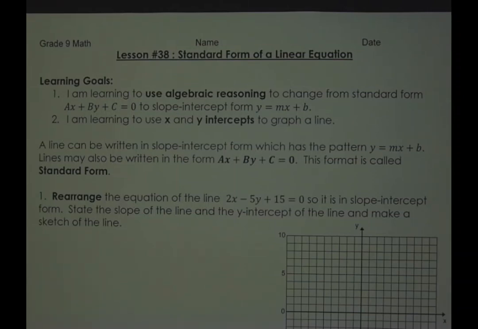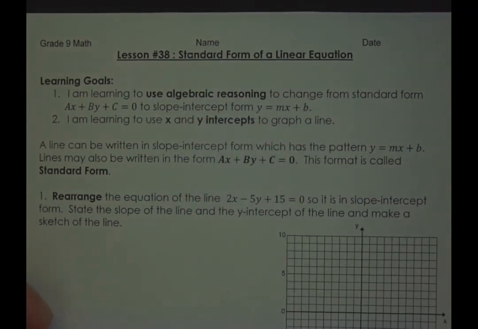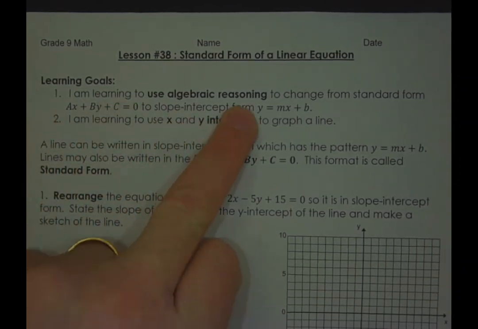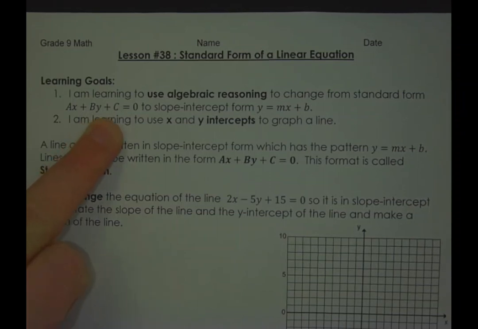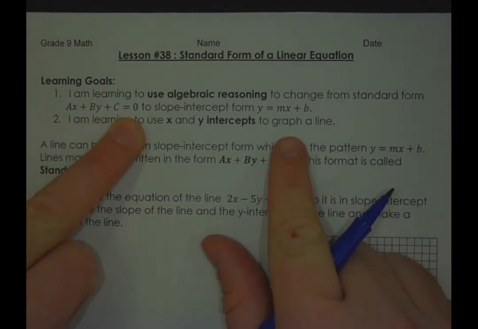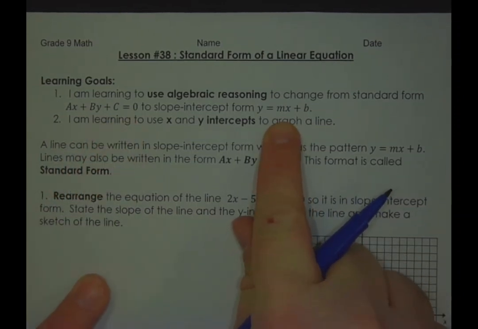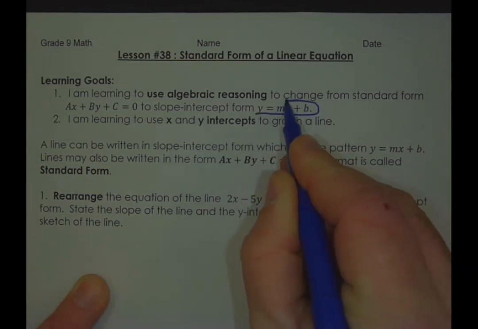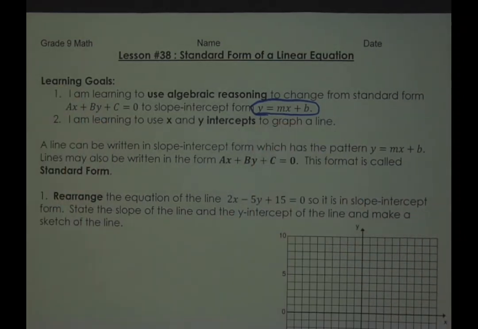So today we're going to talk about looking at the standard form of a linear equation. I'm learning to use algebraic reasoning to change something that looks like ax + by + c = 0 to this, y = mx + b. And we're familiar with this, but some equations will be written out like this, so we have to understand how that works.